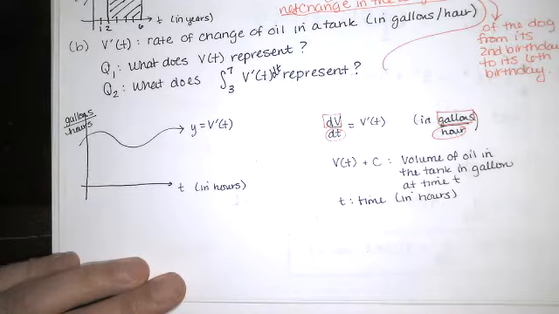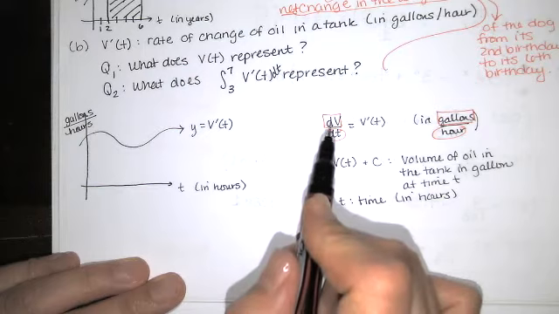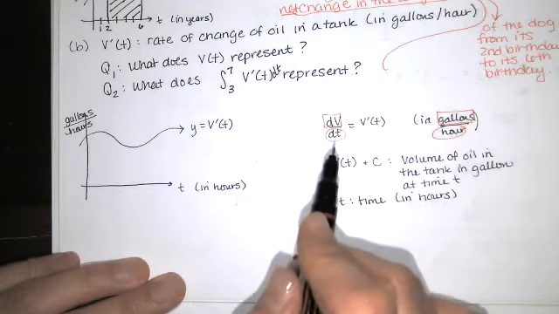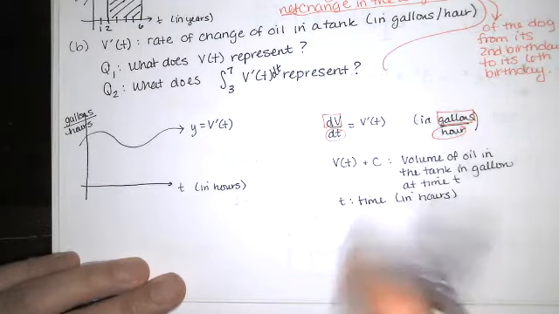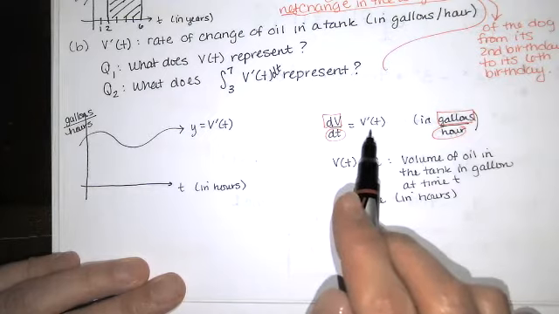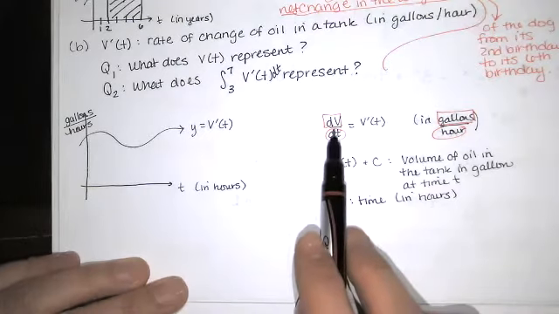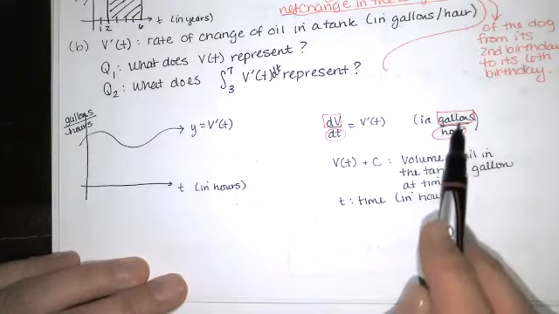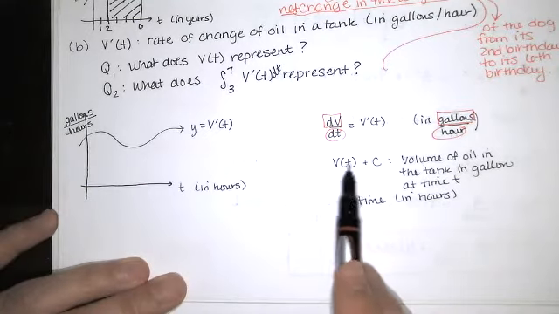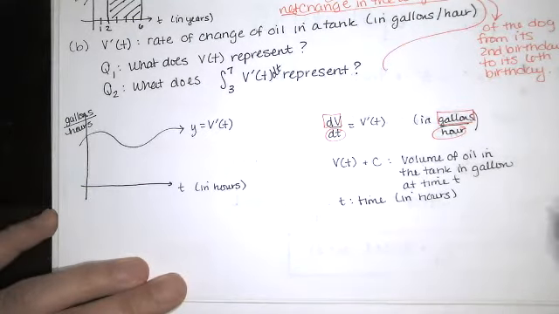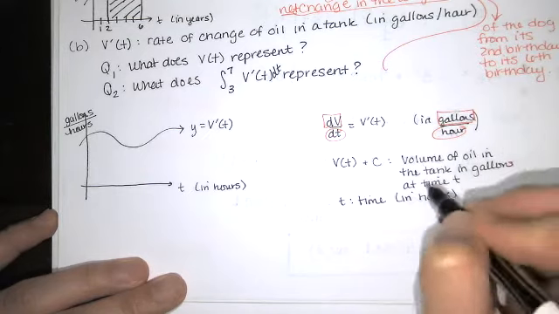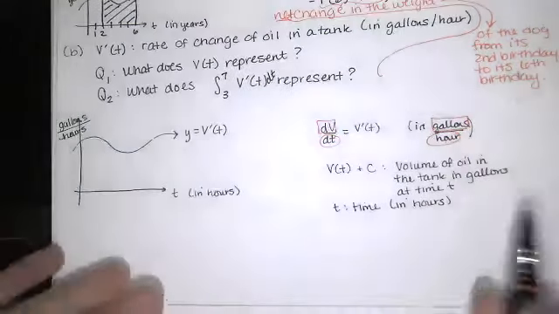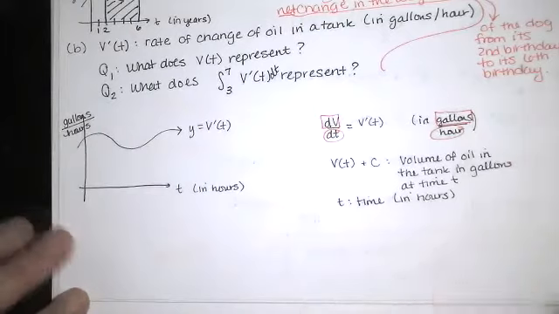And then we're saying, what happens to that volume at that instant? How is it changing with time at that instant? Well, that's what V prime of T is giving us. So this is change in volume with respect to time in gallons per hour. So V of T must be volume in gallons at time T, and T is measured in hours. Okay, so that's the answer to part A.